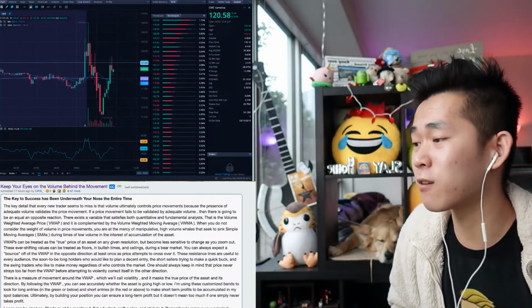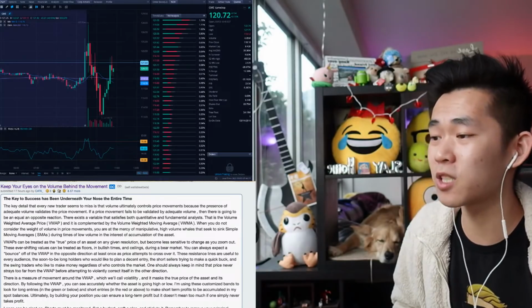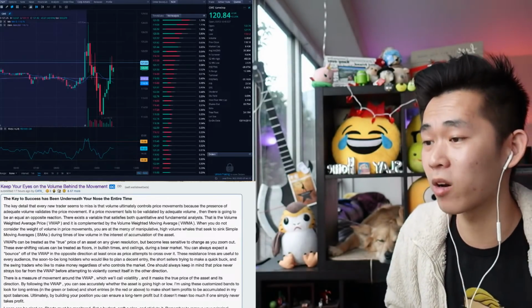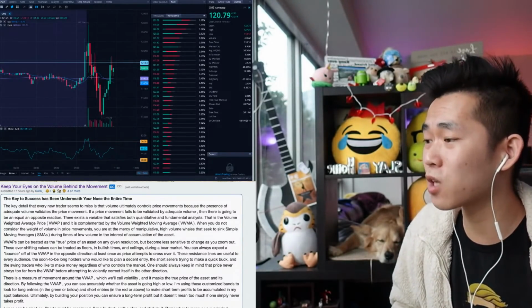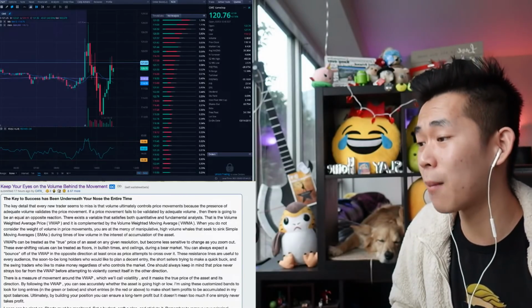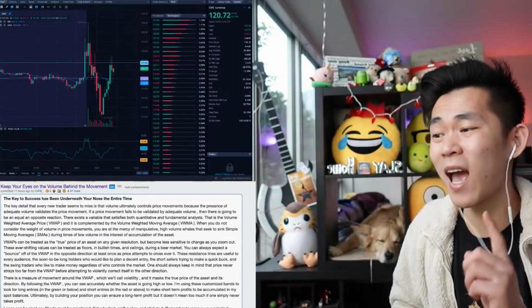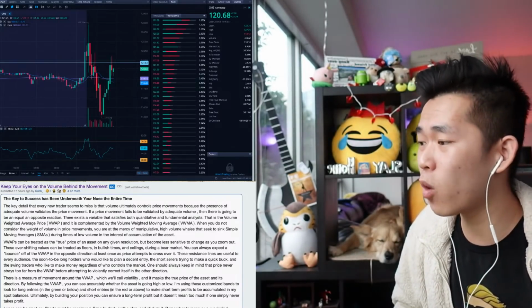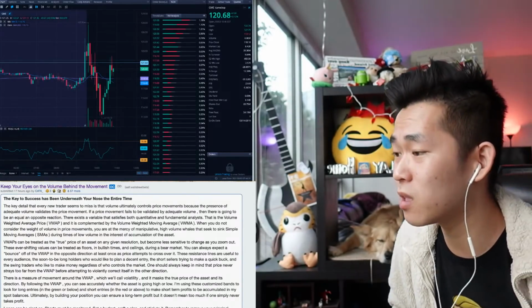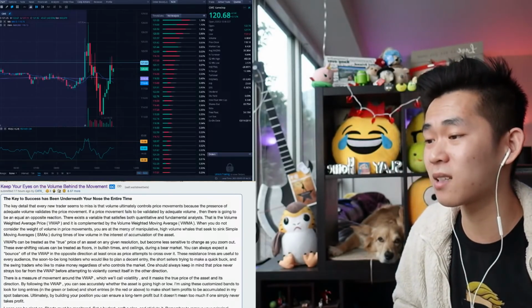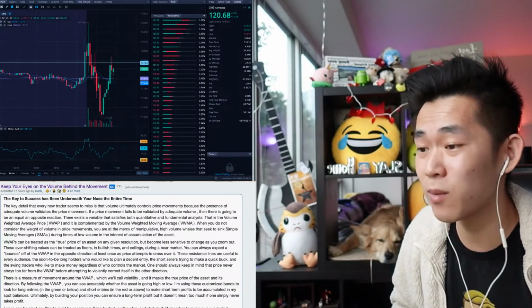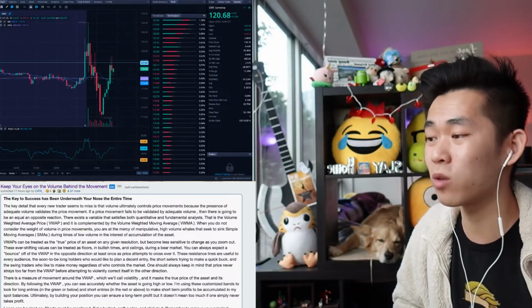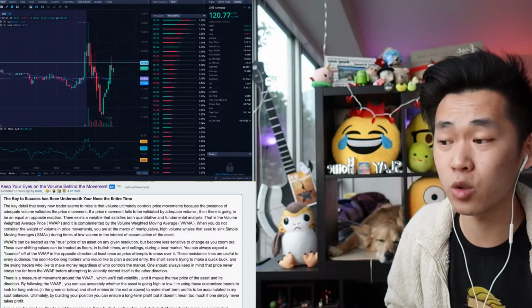These ever-shifting values can be treated as floors in bullish times and ceilings during a bear market. You can always expect a bounce off of the VWAP in the opposite direction at least once as price attempts to cross over it. These resistance lines are useful to every audience: the soon-to-be long holders who would like to plan a decent entry, the short sellers trying to make a quick buck, and the swing traders who like to make money regardless of who controls the market.